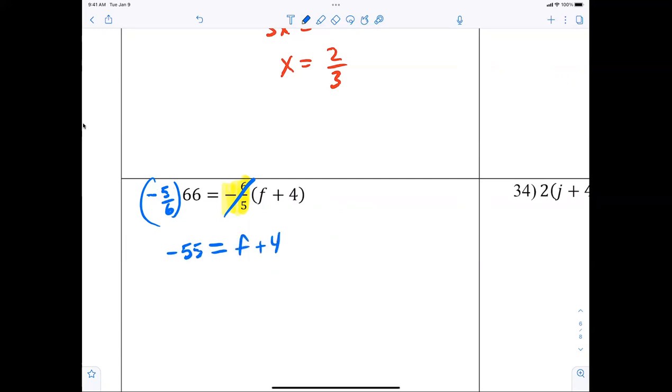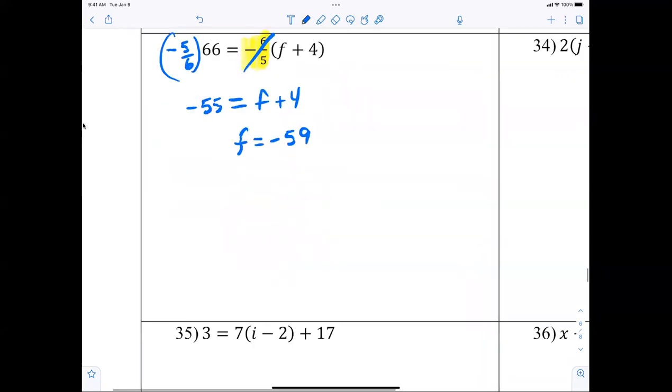And then what? And so F equals, you're amazing. Negative 59 is great. I'm happy with that.